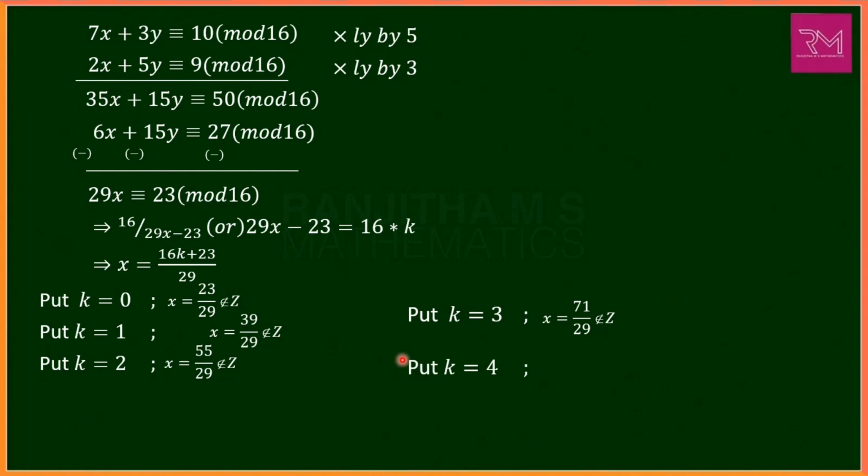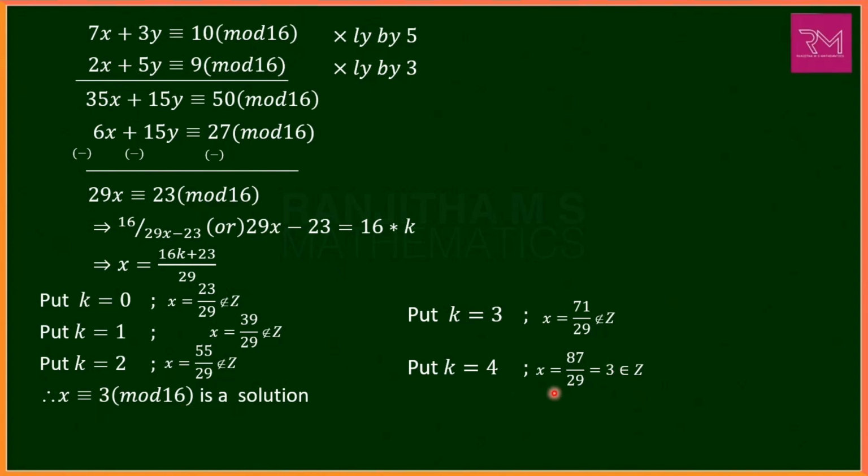Next, you have to put a value as k is equal to 4. If we substitute k value as 4, that means 16 into 4 is 64 plus 23, we get a value as 87. That is x is equal to 87 by 29. If we divide 87 by 29, we get a value as 3. Therefore, we can conclude that x is equal to 3 belongs to an integer z. Hence, we can conclude that x is congruent to 3 mod 16 is a solution.